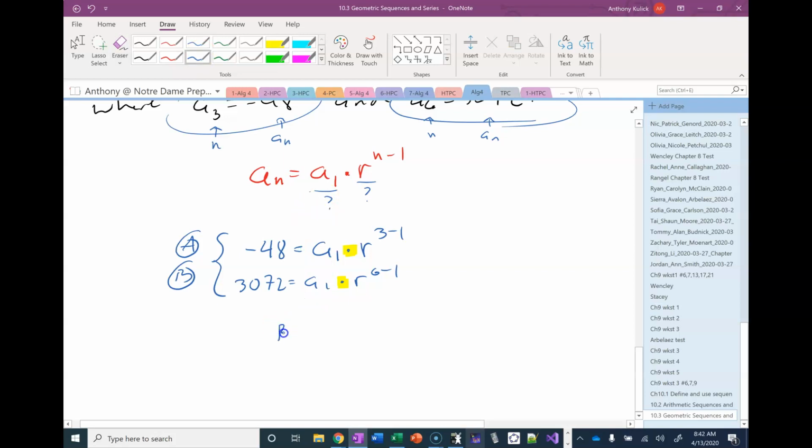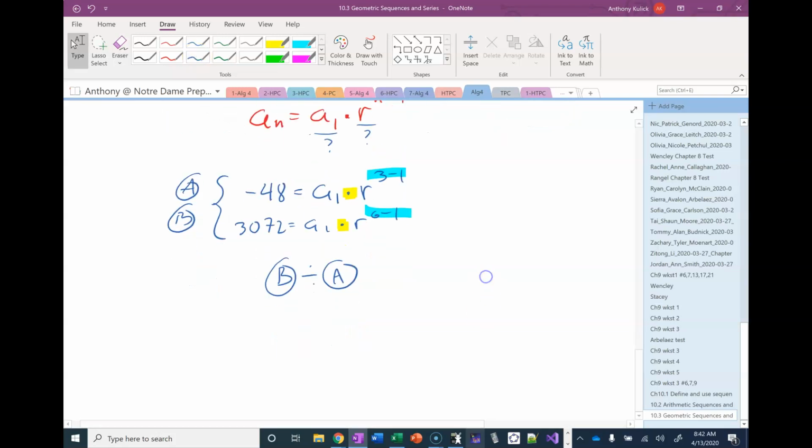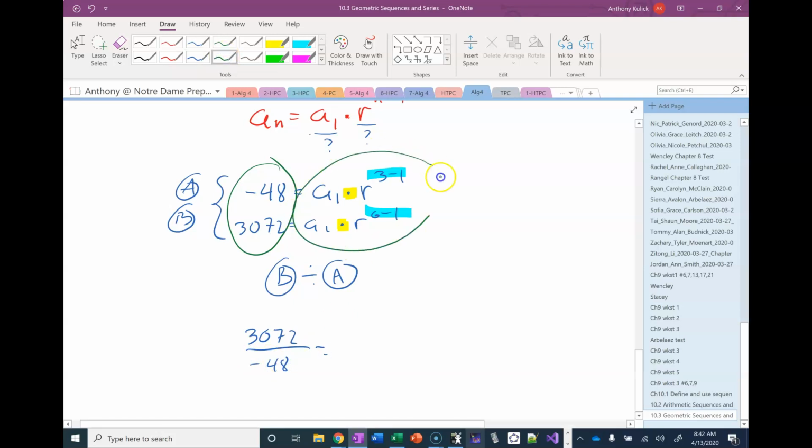And in general, what I'm going to do is take the equation with the bigger exponent and divide it by the equation with the smaller exponent. So I'm going to do equation B divided by equation A. So the right-hand side of that is going to be 3072 over negative 48. And the left-hand side of that is going to be a1 times r to the 5th over a1 times r to the 2nd. 6 minus 1 is 5. 3 minus 1 is 2. That's where the exponents came from.